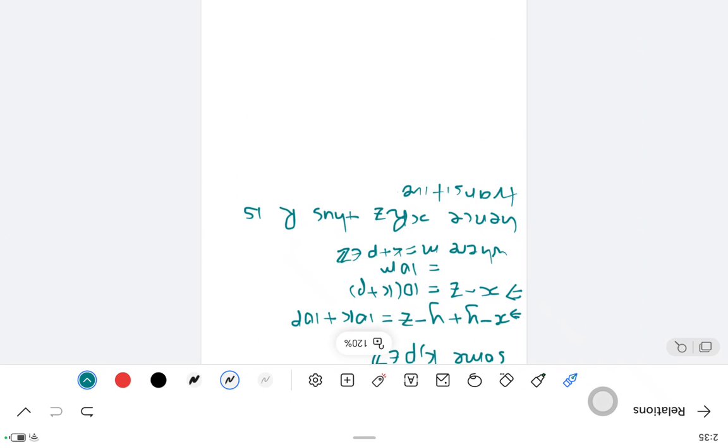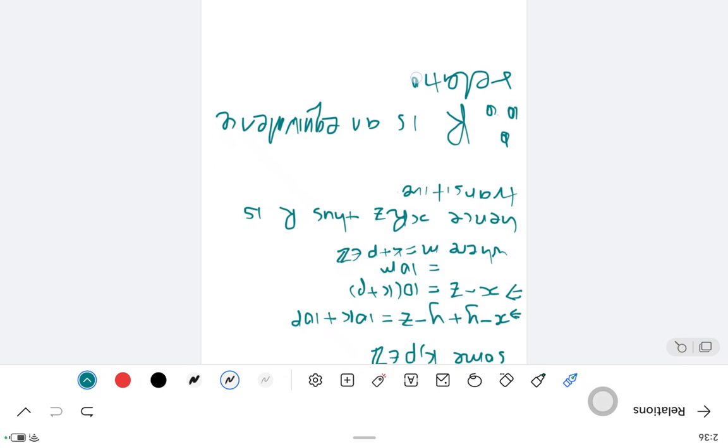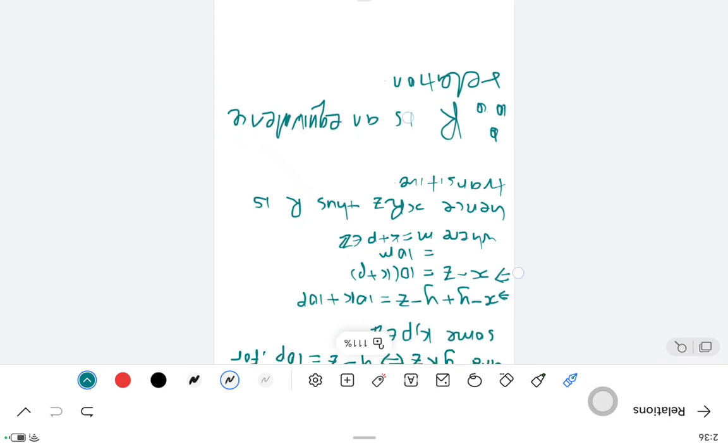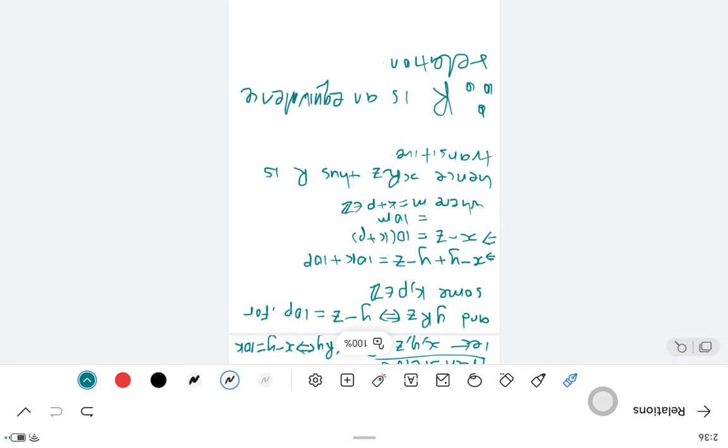So since R is symmetric, reflexive, and transitive, we can now say therefore R is an equivalence relation. Now we have proven this. So that will be it for now until further questions are asked.